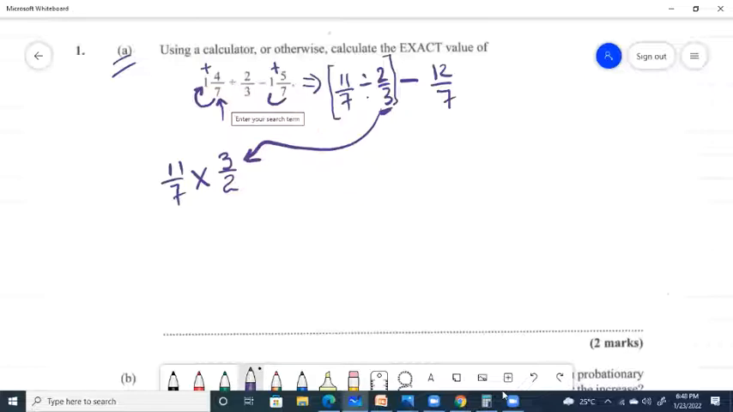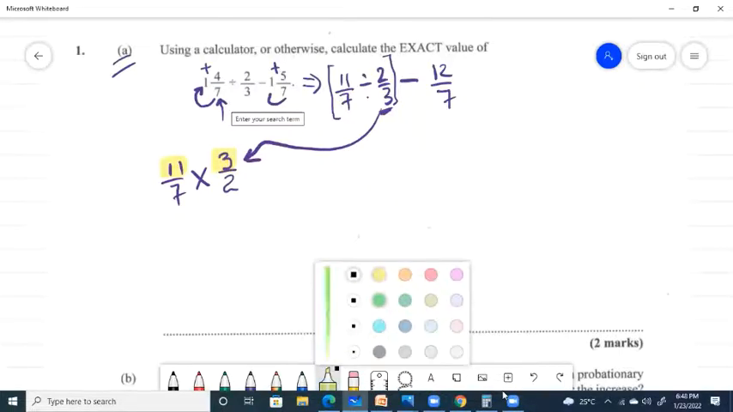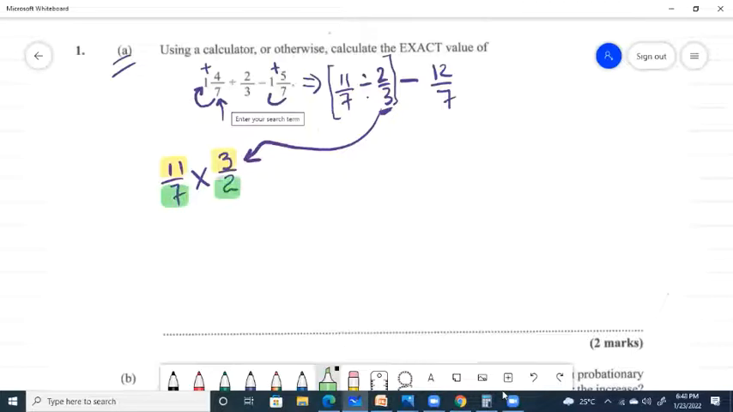After doing that, if there's anything that can be canceled, you do it. If not, you multiply the top by the top, and it's going to be over the bottom by the bottom. So everybody could see what we're about right now. So we're talking about 11 times 3, that's 33, over 2 times 7, 14. That's what we have right now.